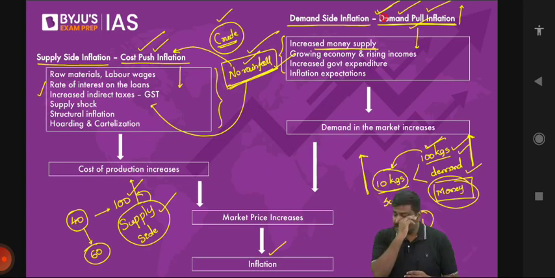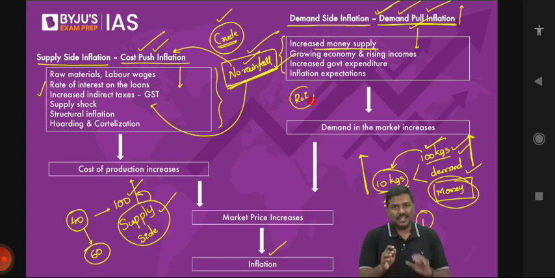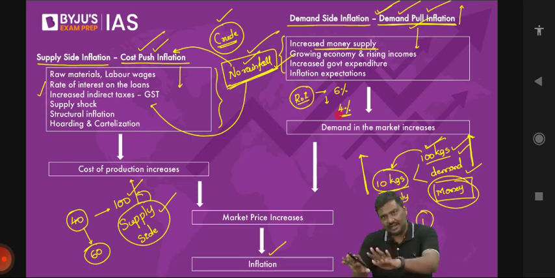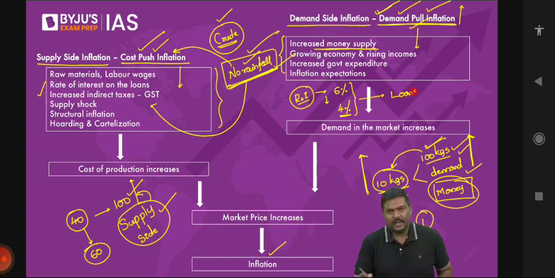Let me ask you a very simple question. If you are able to get a loan at a very low rate of interest, imagine earlier, ROI means rate of interest. Earlier you wanted to take a loan, the rate of interest was 6%. Now the rate of interest has fallen down to 4%. Just apply common sense, you'll understand it. If the rate of interest falls from 6% to 4%, what do you think will happen to the number of loans taken? What do you think will happen to loans in the market?